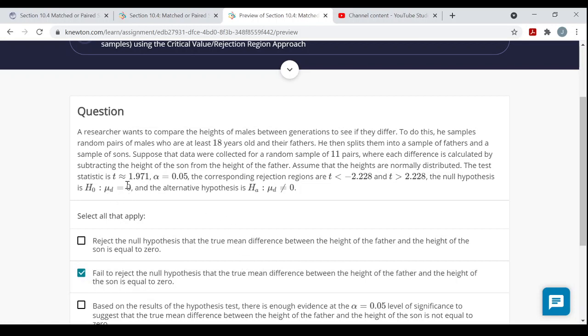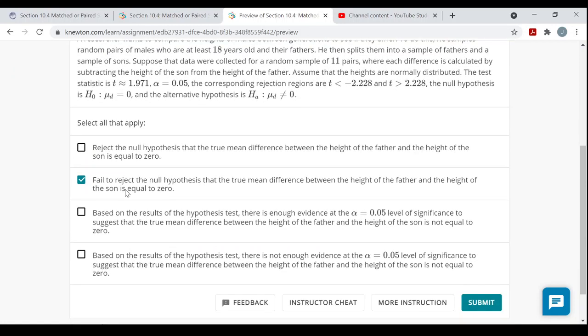Now, if you don't reject the null, that means I'm keeping this statement. And if you keep this statement, that means you're not supporting the alternative. There's not enough evidence to support this statement, and this statement was what's being tested. This statement is that there is a difference in heights between fathers and sons, or between generations. We're not supporting that. We're keeping the null. So is there enough evidence to support that statement? No. There is not enough evidence to support that statement at the 5% level of significance based on these results.